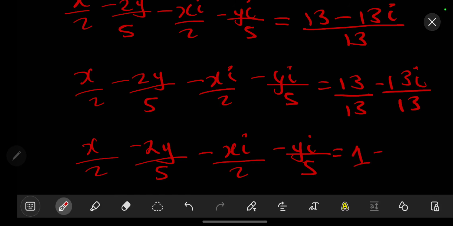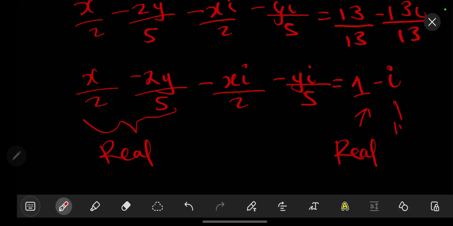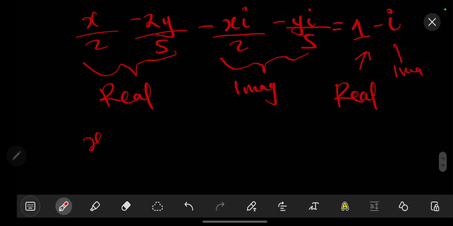13 divided by 13 will give us 1. Now we are going to remain with our negative i. We are going to equate the real with the real. So this is a real, then this is the imaginary, and this is also imaginary. As long as it has got i, it is imaginary. So the real part will be x over 2 minus 2y over 5 should be equal to a positive 1.